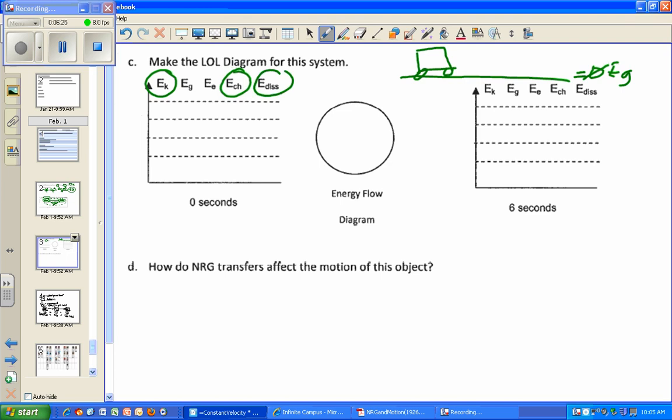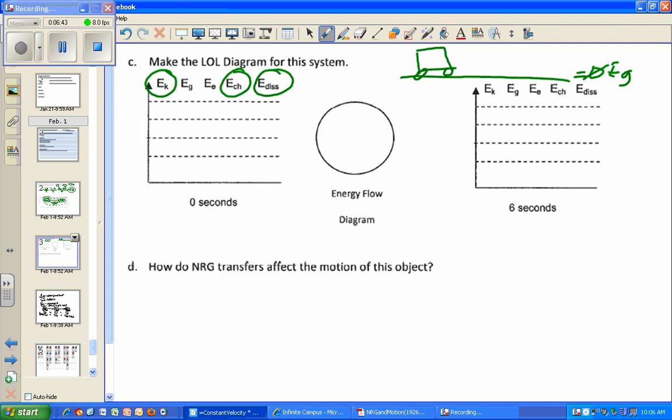Okay. It says there's friction, and we know gasoline, when it makes a car move, there's some heat involved, things like that. So EK, ECH, or EDIS. Now the question is how much of each? How much EK should we put in?